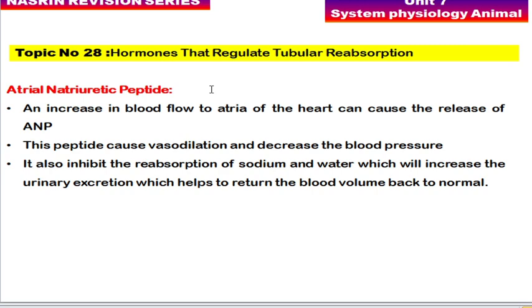Next, we continue with the hormones involved in regulating tubular reabsorption. First is atrial natriuretic peptide. An increase in blood flow to the atria, that is the atria of the heart, causes release of this peptide, which causes vasodilation, ultimately decreasing the blood pressure. Vasodilation means a decrease in blood pressure; if vasoconstriction occurs, blood pressure increases. ANP also inhibits the reabsorption of sodium as well as water, which increases urinary excretion and helps to return the blood volume back to normal.